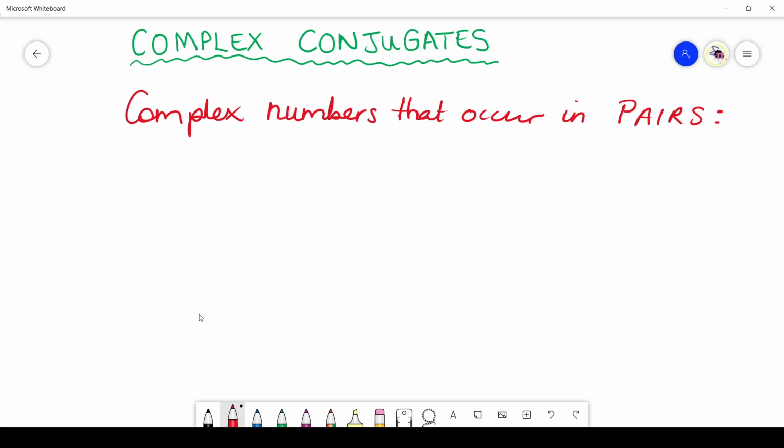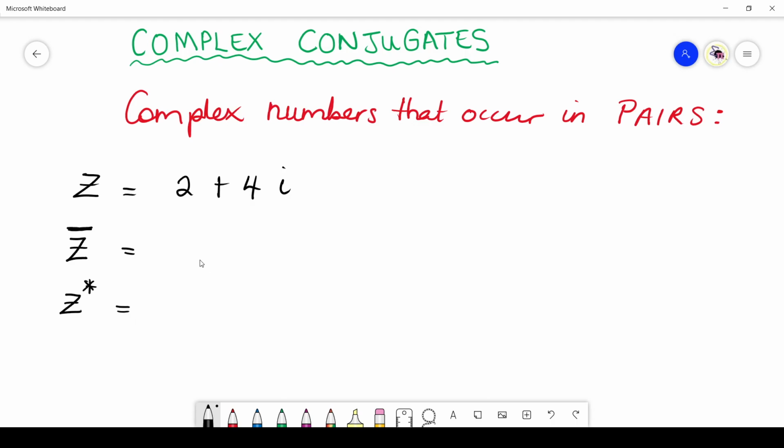Let's just say we had a complex number 2 plus 4i. The complex conjugate of this complex number is denoted by a bar on top, or it could also be represented by an asterisk placed at the top right hand corner, okay?